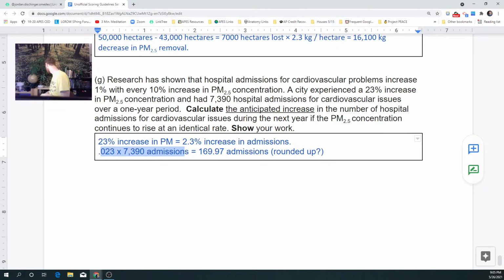I didn't feel like this was actually the right number. Remember, I did the math on paper. Oh no, that's right. Yep, 170. So yeah, a good rule of thumb is if what you're dealing with is a whole number, like hospital admissions or wood thrushes, round it up. I mean, how can you have 0.97 admissions? How can you have 0.5 wood thrushes?